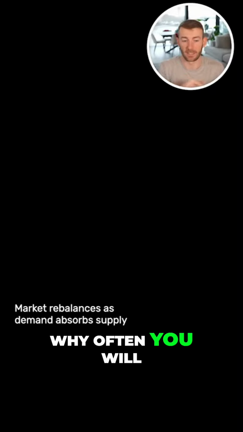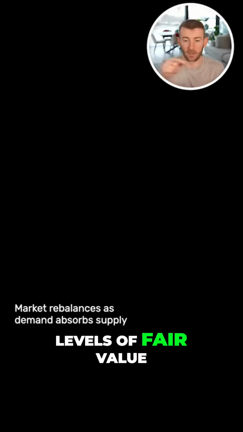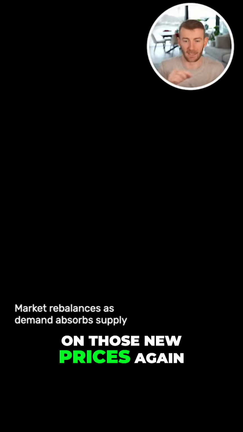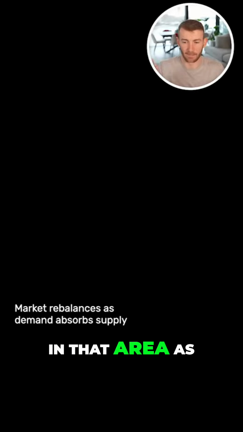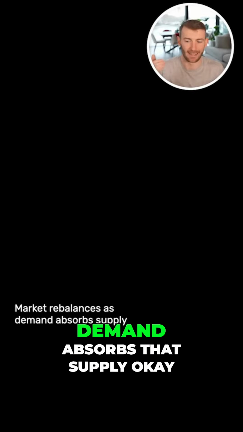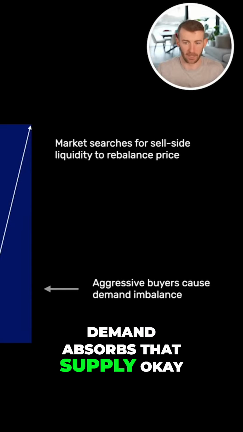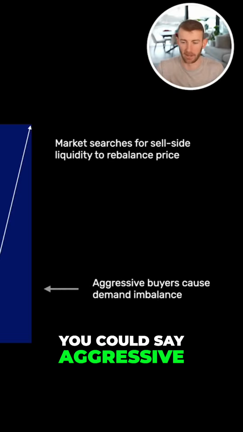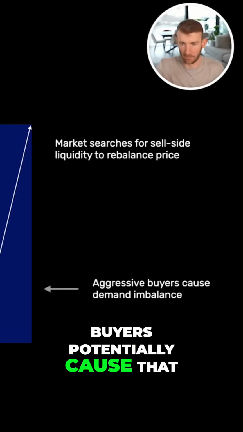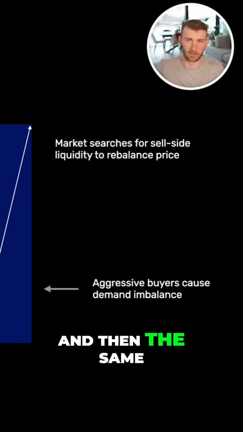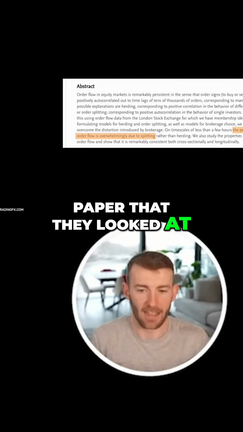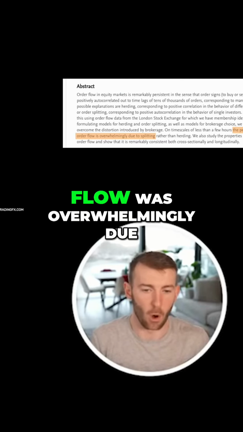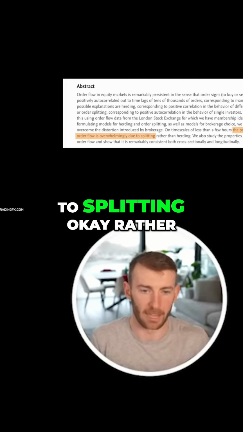And that's why often you will see at those previous levels of fair value, the market will agree on those new prices again. And you'll see price start to level out in that area as the market rebalances and demand absorbs that supply. Okay. Now in this instance, you could say aggressive buyers potentially cause that demand imbalance again, and then the same cycle is repeating. So in this academic paper that they looked at, they actually found that the persistence of order flow was overwhelmingly due to splitting, okay, rather than herding.